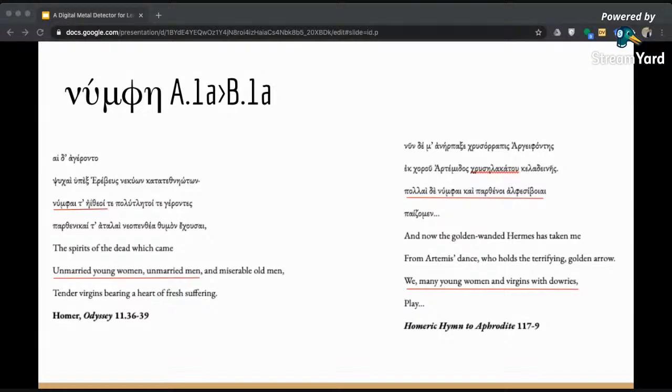On the left, Homer Odyssey 11, Odysseus is telling the tale of how he sacrificed in a 2-foot square pit, and the shades came from Erebus. First to greet him are the unmarried young women.